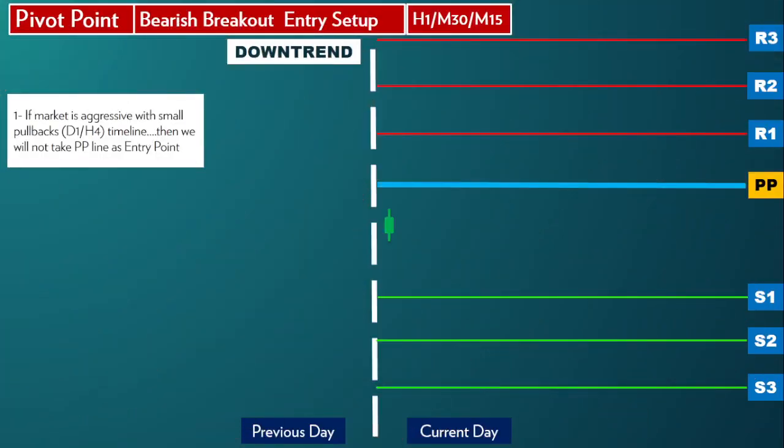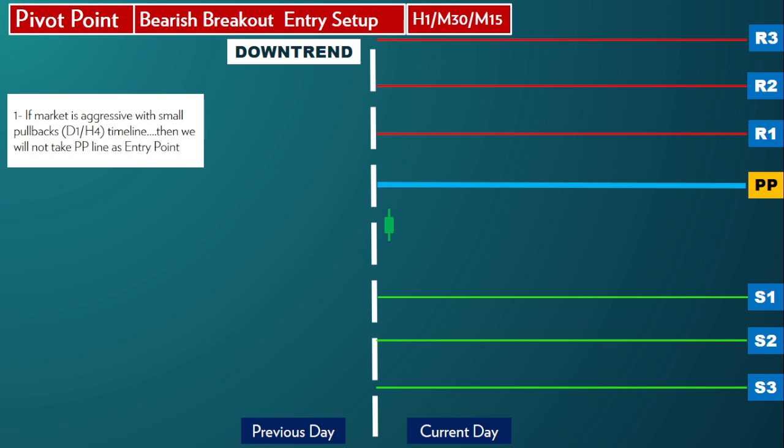Okay, now let's see what we are going to talk about in this tutorial: how to take pivot point bearish breakout entry setup. So usually we take H1, M30 or M15, but here the scenario is different. If the market is aggressive with small pullbacks, and you are talking about a timeframe of daily or H4, then we will not take PP line as entry point. That is the number one rule that you need to remember.